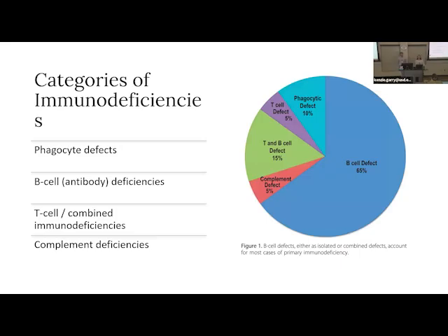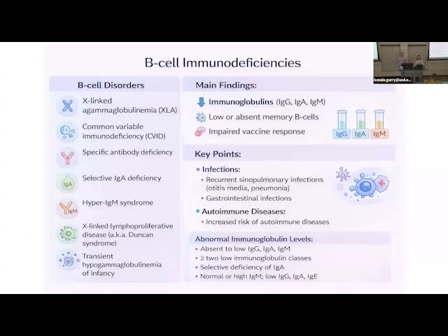So you kind of break down the categories of immunodeficiencies, mainly phagocyte defects, B cell antibody deficiencies, T cell, and then complement. And as you can see, 65% of the primary immunodeficiencies are B cell defects. So the first one would be B cells, and I'm not going to run through every single one because that would take way too long, and hopefully we'll get at some of it in the Jeopardy game.